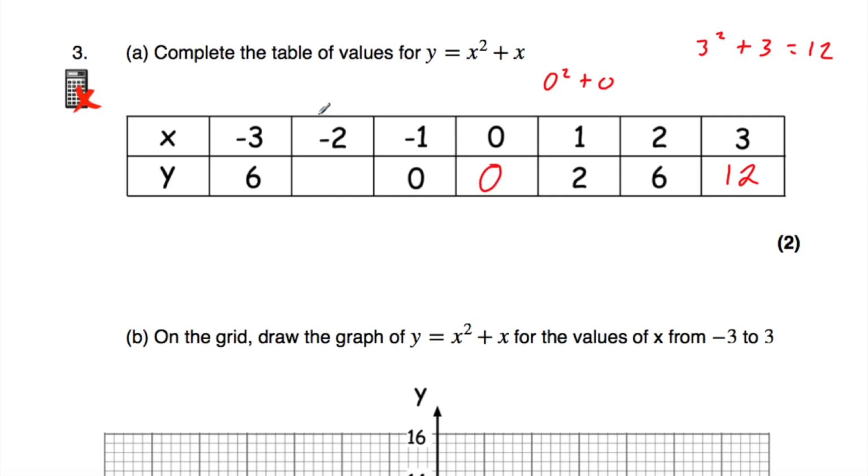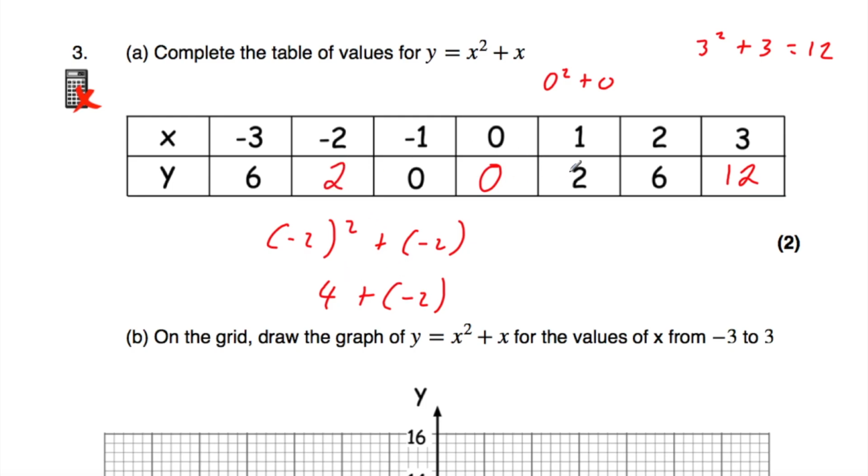so that'll be 0. And then finally, negative 2, so we would do negative 2 squared plus negative 2. Now, be very careful with these negative ones, because whenever you're squaring a negative, a negative times a negative is a positive, so negative 2 times negative 2 is 4, and then we're going to add negative 2. And when we add negative 2, it actually goes down 2, so if we're at 4 and we go down 2, it'll be equal to 2.